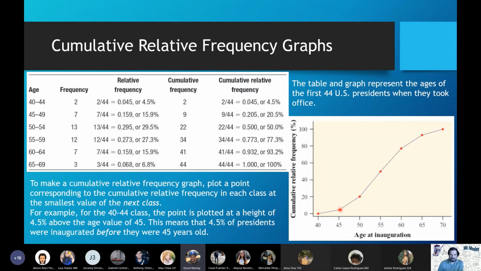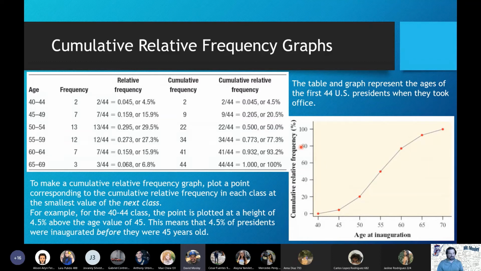When we're talking about percentiles, whatever percentile you're at means that you're talking about how many things are smaller than that value. What percentage of things are less than that? Our class is 40 to 44. All of those numbers are less than 45. So at 45, at 4.5%, the 4.5 percentile, 4.5% of presidents were inaugurated before they were 45 or when they were younger than 45.